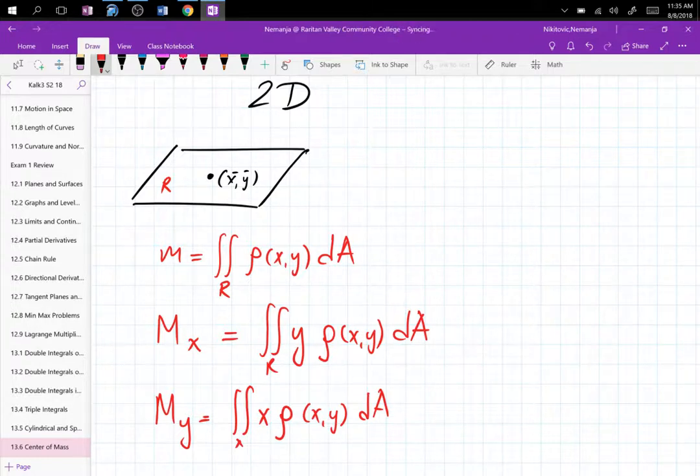Now you may ask, why is it not x with x and y with y? Well, your x now is the x-axis. When I put the object on that x-axis, does it spin towards the y? If this is x, it's the y spin; if you put y, it's the x spin. That's the rudimentary physics. So we have mx is going to be y rho dA, because the x-axis is going to be wobbly in the y direction.